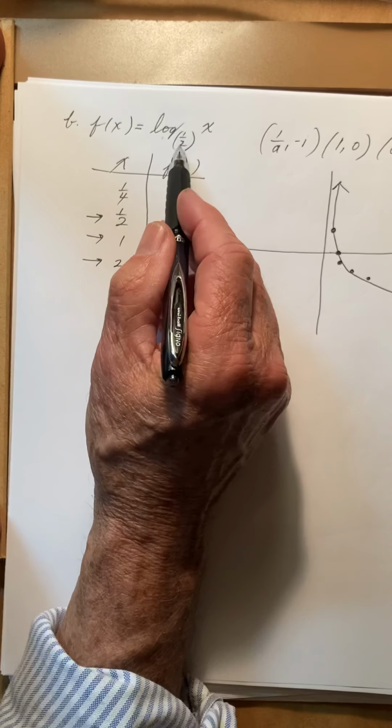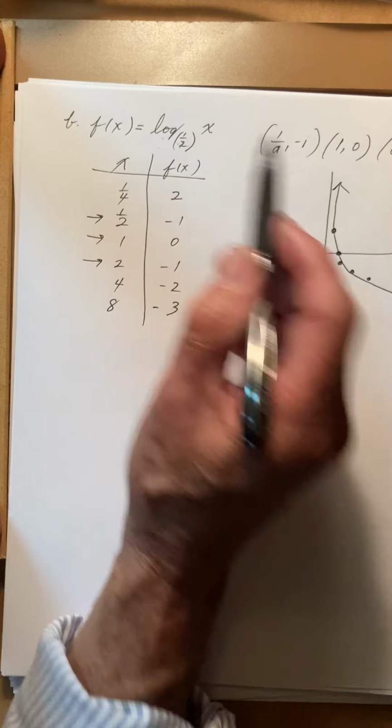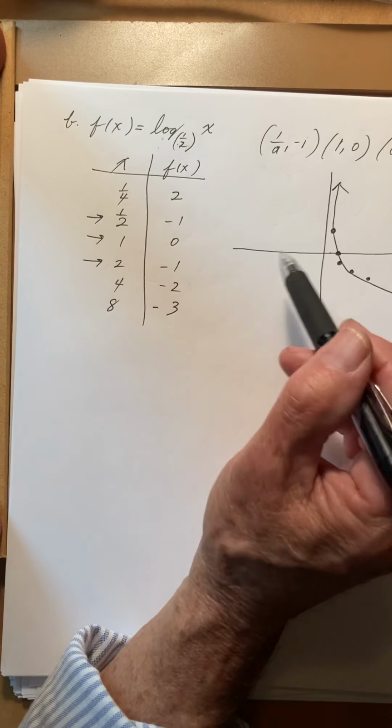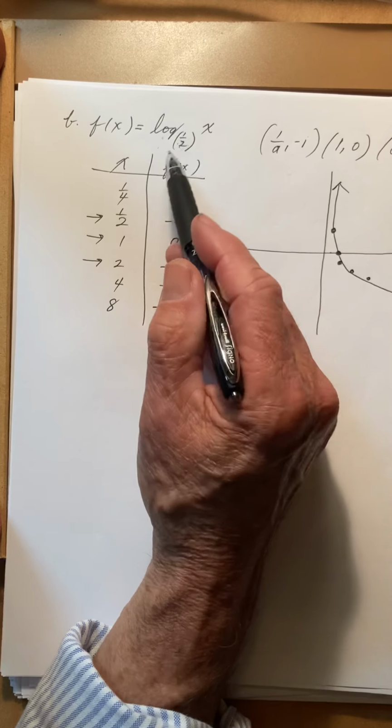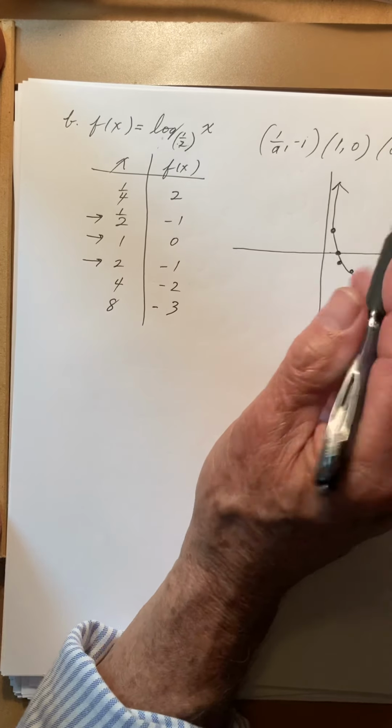Because my base a is between 0 and 1, it's a decreasing function, whereas in the last example where the base was 2, so it was greater than 1, which makes it an increasing function.